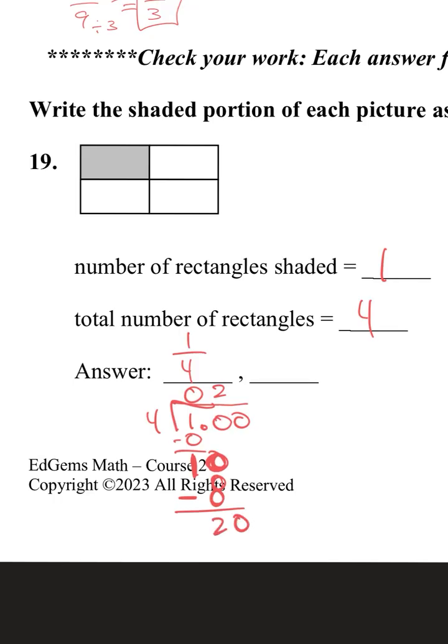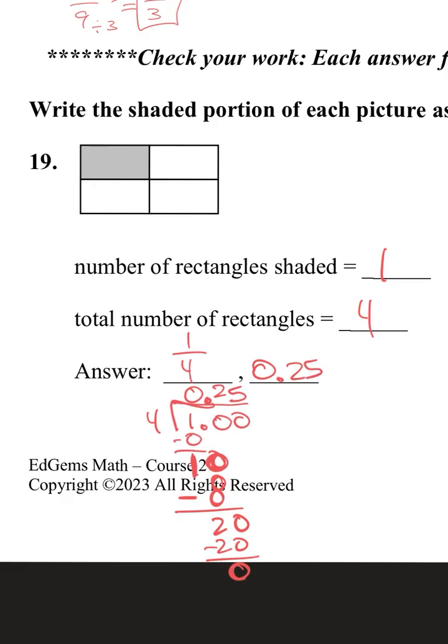Bring down the 0. How many times will 4 go into 20? 4 will go into 20 5 times. 4 times 5 is 20. Subtract those and I get 0. So when my remainder is 0, I'm done. Don't forget to bring up the decimal into the quotient. And my final answer is 0.25 or 25 hundredths.